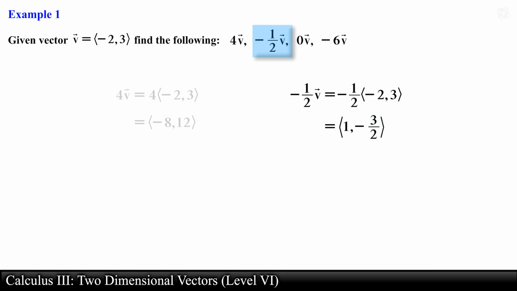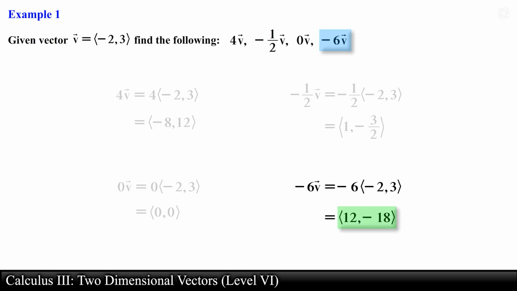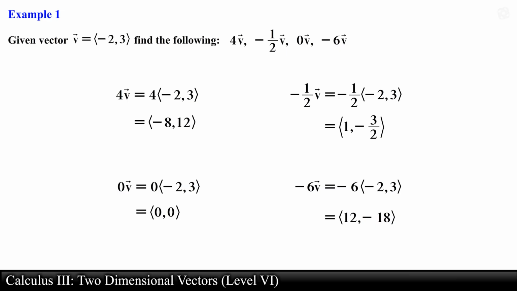We multiply each of the vector's components by the scalar -1/2 and obtain 1 and -3/2 for the components of the new vector. For vector 0 times v, we simply multiply each component by 0. In this case, we obtain the 0 vector since both the x and y components are 0. Lastly, for vector -6v, we multiply each component by -6, obtaining 12 and -18 as the x and y component respectively. Alright, the algebraic representation of scalar multiplication is pretty straightforward. Make sure you multiply each component by the same scalar.